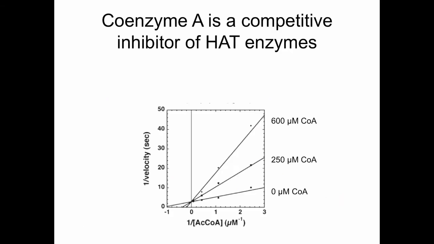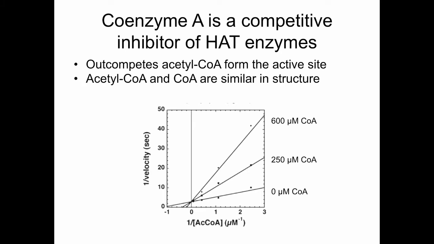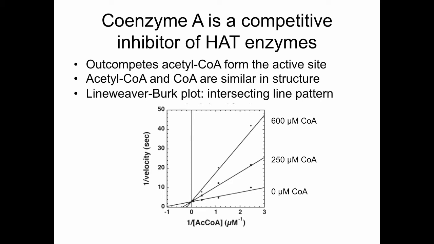Coenzyme A is a competitive inhibitor of histone acetyltransferase enzymes. The way that coenzyme A works is it actually outcompetes acetyl-CoA from the active site, and it's able to do so because coenzyme A is very similar in structure to acetyl-CoA. If we were to do a Lineweaver-Burk plot analysis where one over acetyl-CoA concentration is plotted as a function of one over initial velocity and analyze this in the presence of increasing amounts of coenzyme A, this generates an intersecting line pattern, which is indicative of a competitive inhibitor.